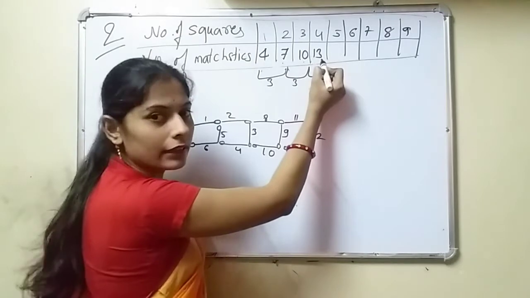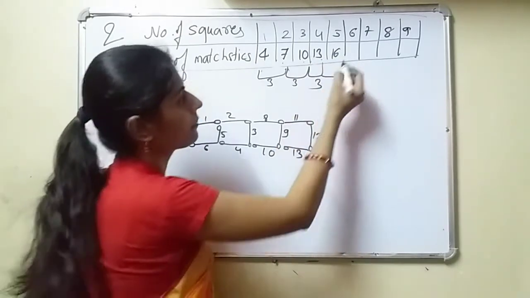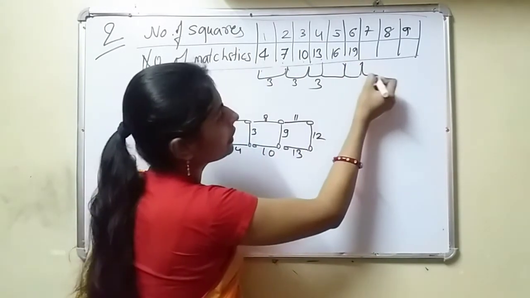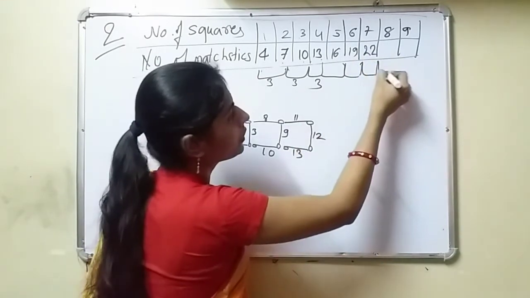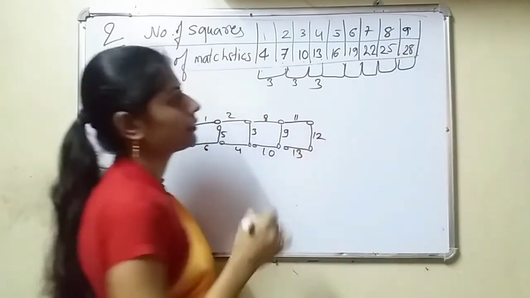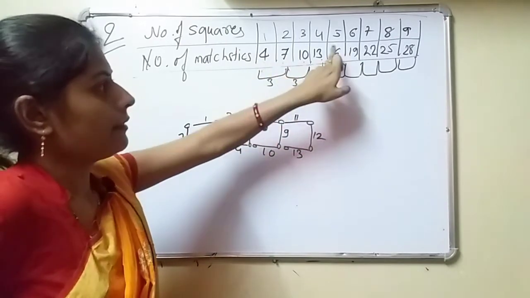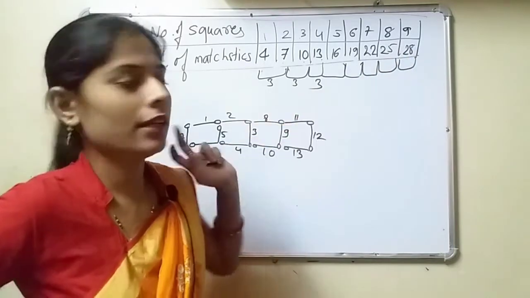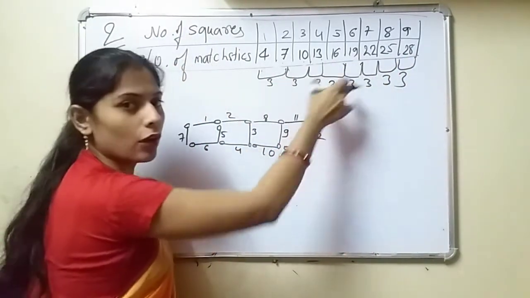Now if you are getting 13 here, it means when you add 3, you will get 16. When you add 3 again, you will get 19. Again adding 3, 22, 25 and 28. Okay, see: 4, 7, 10, 13, 16, 19, 22, 25 and 28. Here what are you adding? 3. Why? Because you are getting a difference of 3 here.